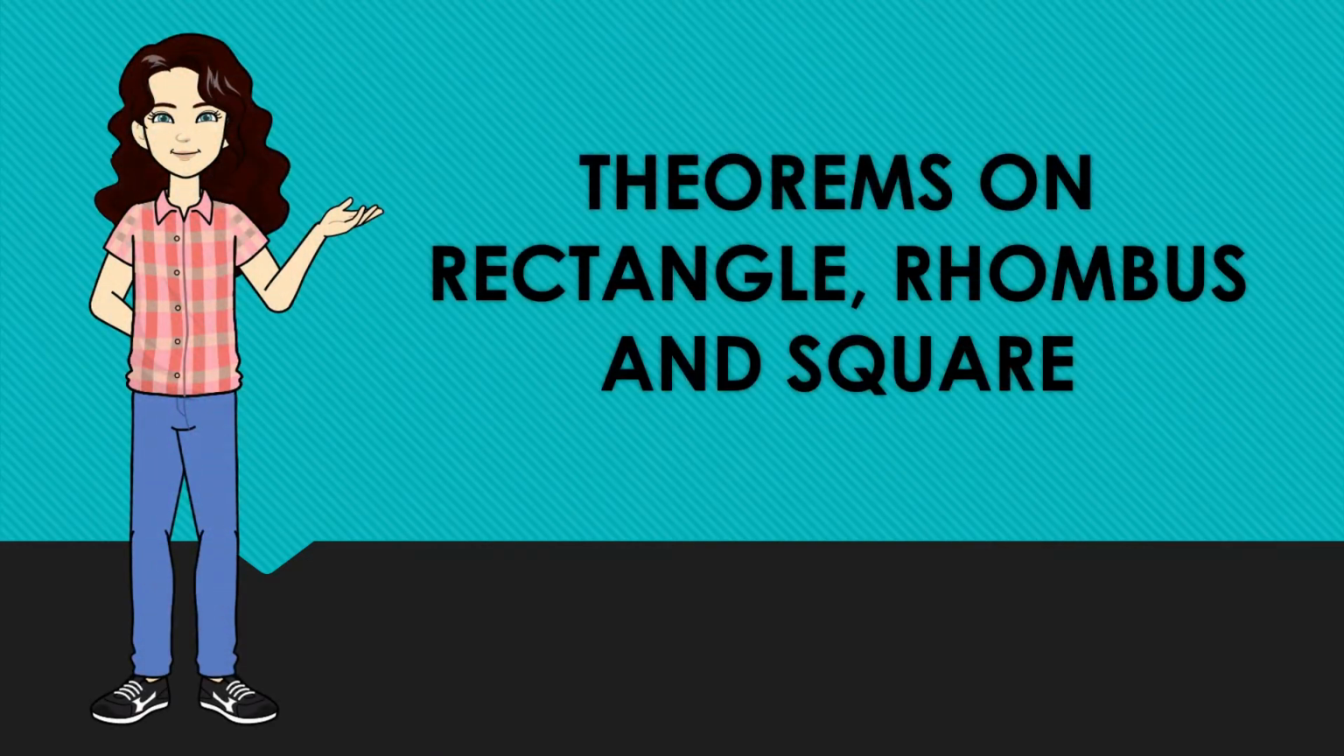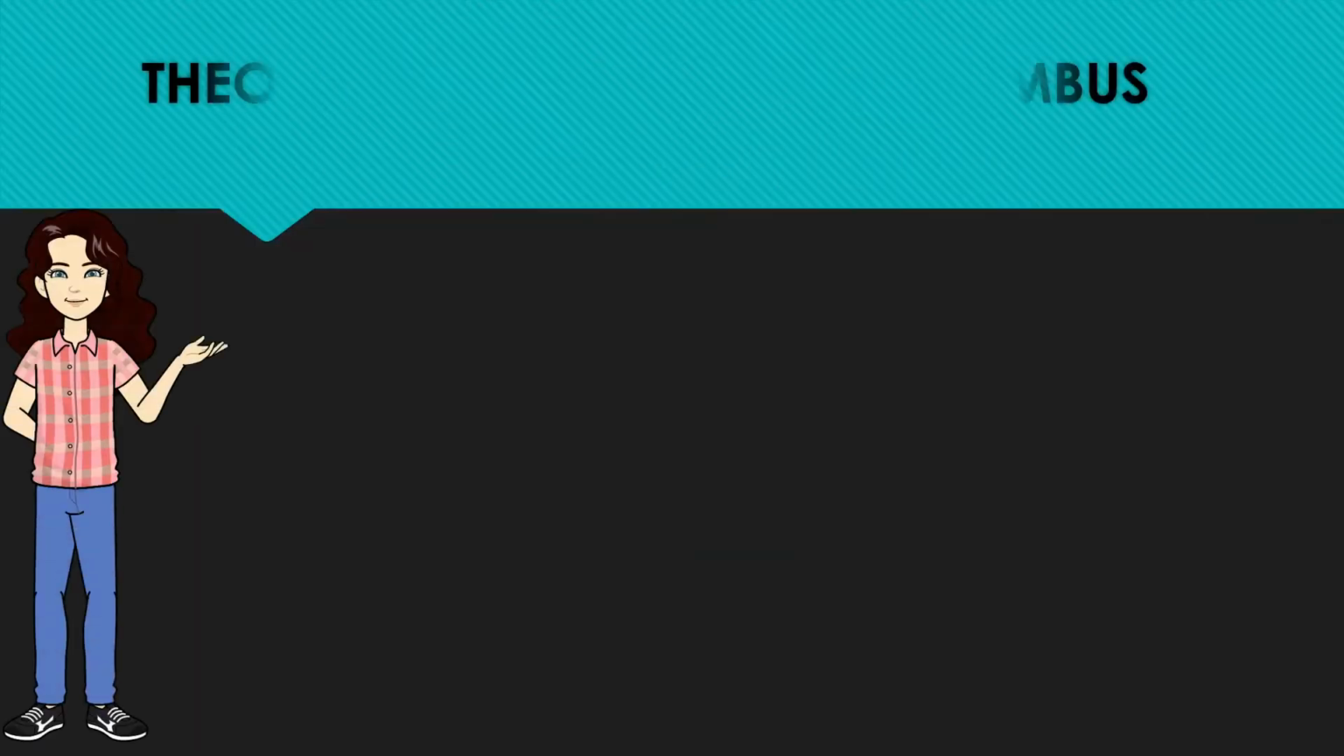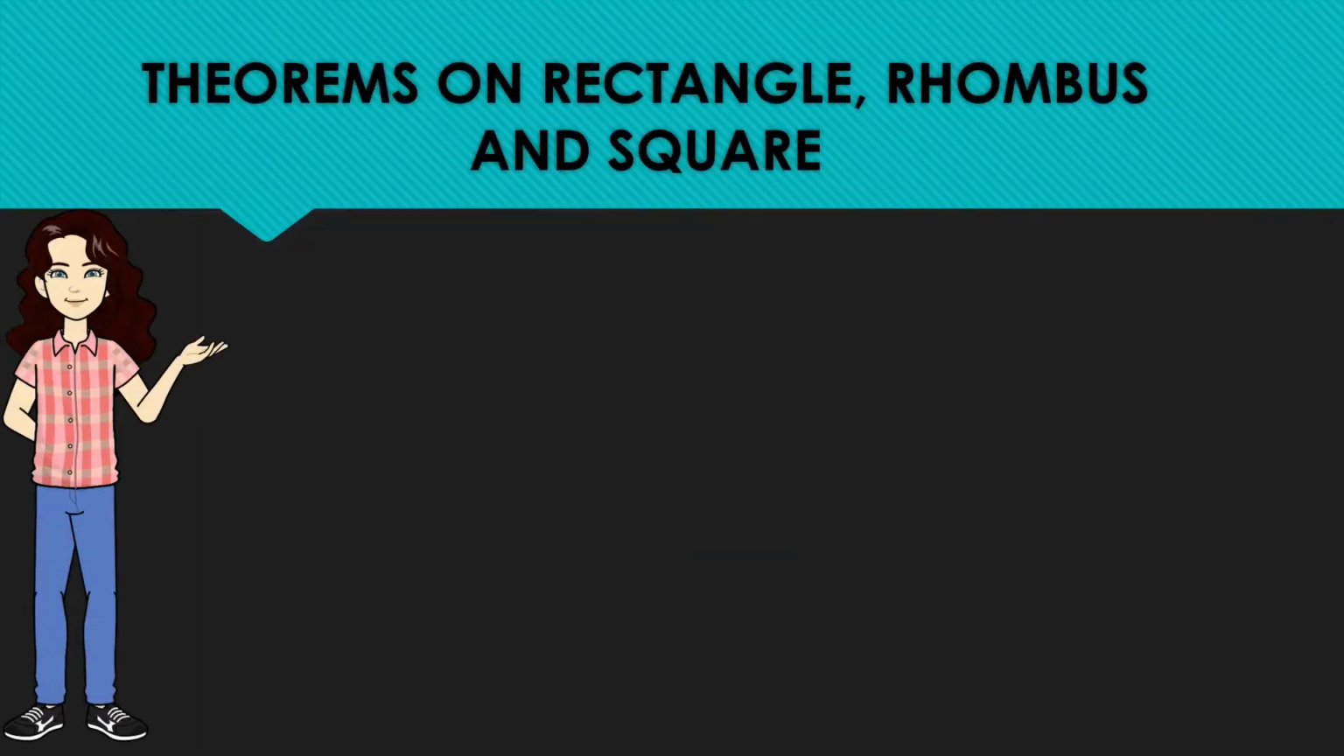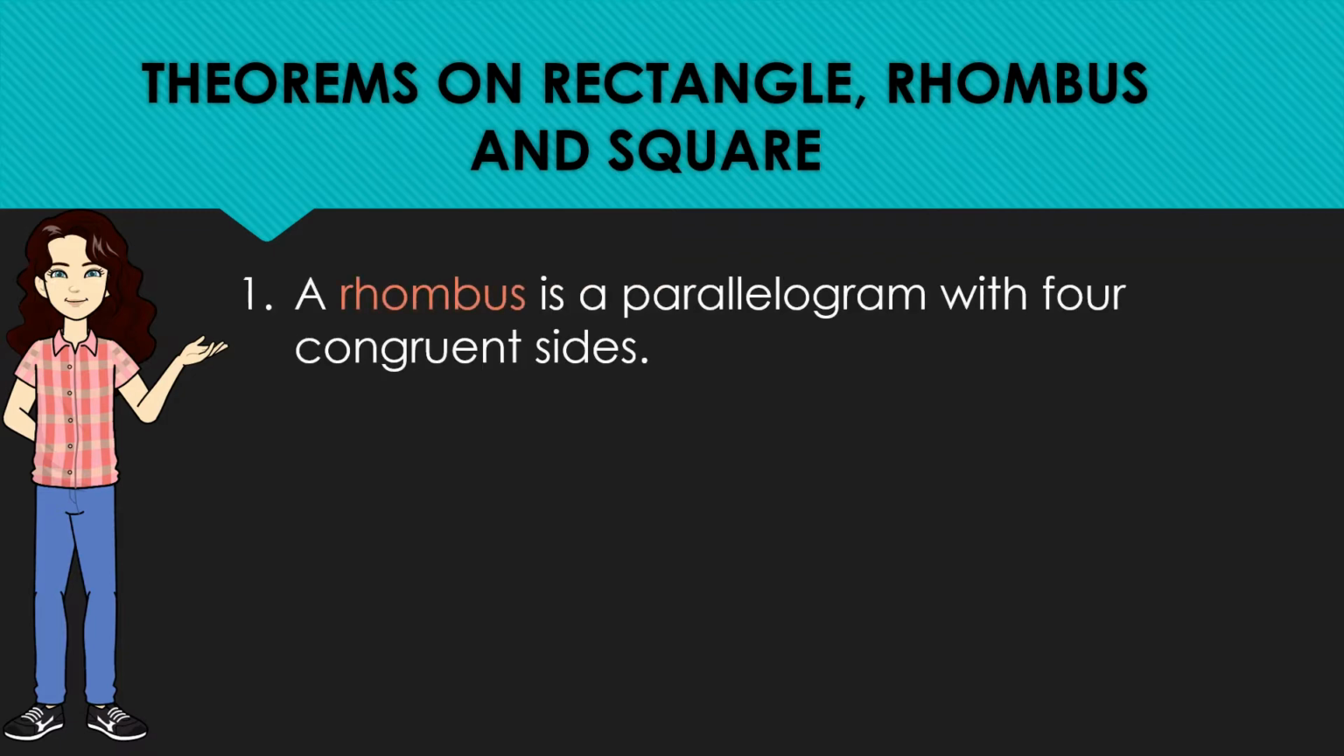Our topic for today is all about theorems on rectangle, rhombus, and square, the continuation of quadrilaterals. Theorems on rectangle, rhombus, and square. So first, let us describe each of the following.